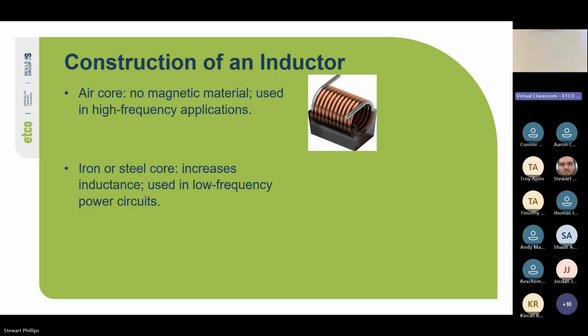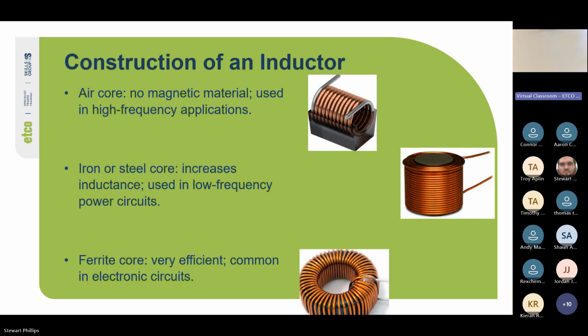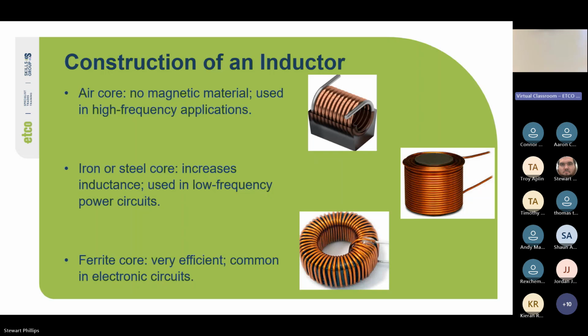Then you have your iron or steel core. It increases inductance and it's used in low frequency power circuits. It's the same kind of coil but wound around an iron or steel core. And then you have a ferrite core, which is very efficient and is common in electronic circuits. So you might see something like this on a printed circuit board.